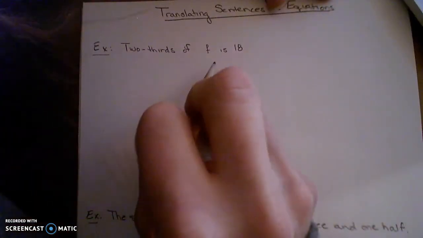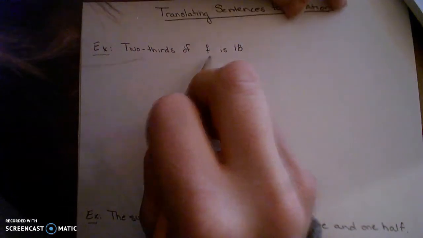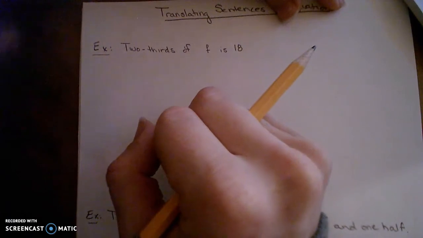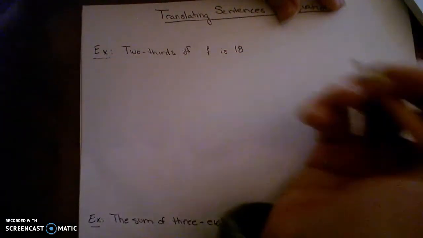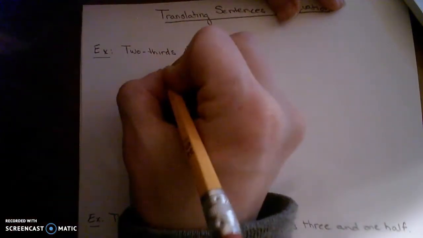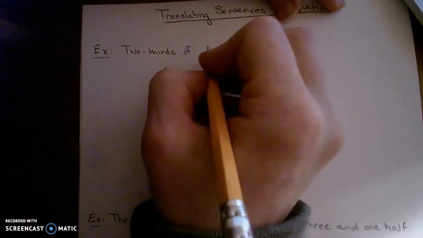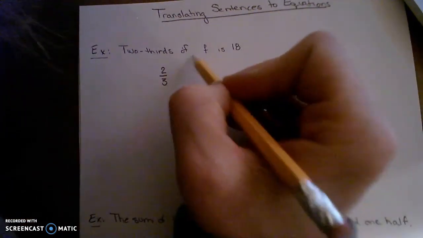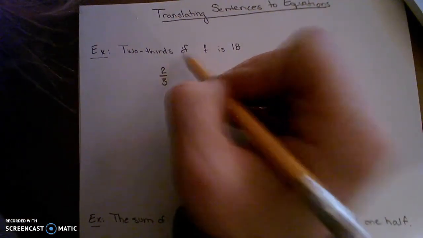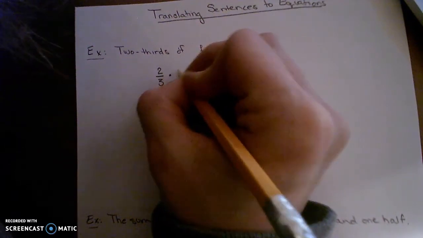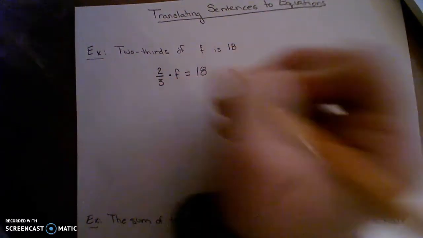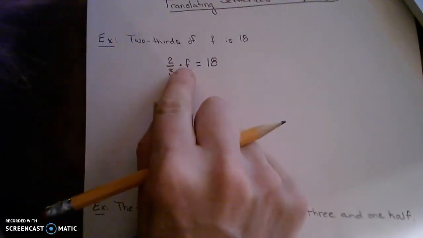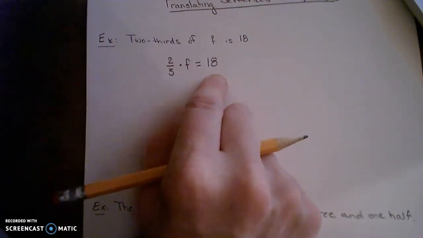2/3 of an unknown number f is 18. So then I need to translate this into an equation. Of course, the word is here represents the equal sign. And 2/3, so I can write that as a fraction, 2/3 of f. So we saw this before. The word of really does indicate that you need to multiply. So 2/3 times f is, so there's my equal sign, 18. 2/3 of f is 18. All right, now I've got it translated.